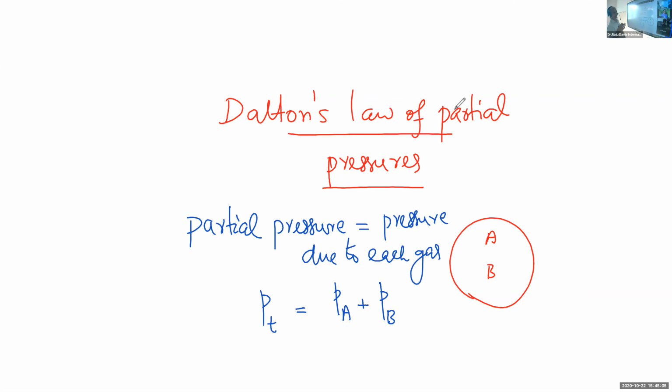In a gas mixture, each gas will be exerting a pressure. The pressure due to each gas, that is called the partial pressure of that gas. And according to Dalton's law of partial pressures, the total pressure exerted by a mixture of non-reacting gases is the sum of the partial pressures of individual gases.